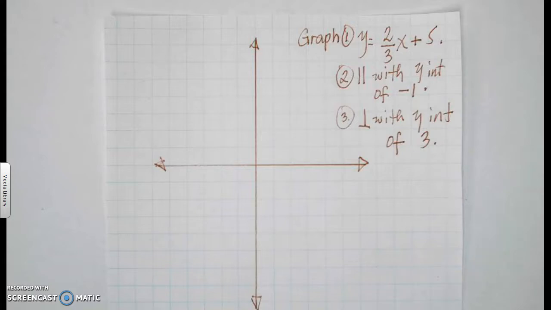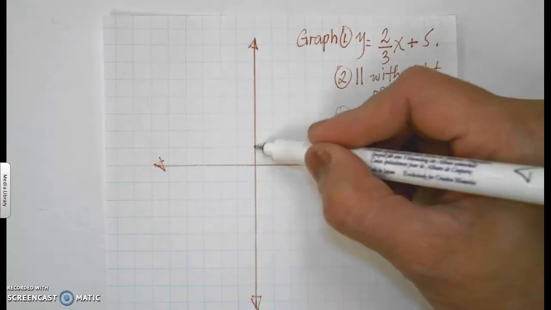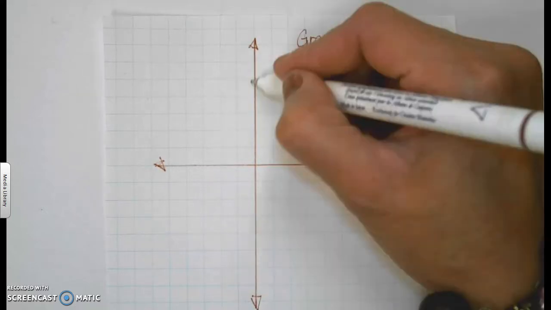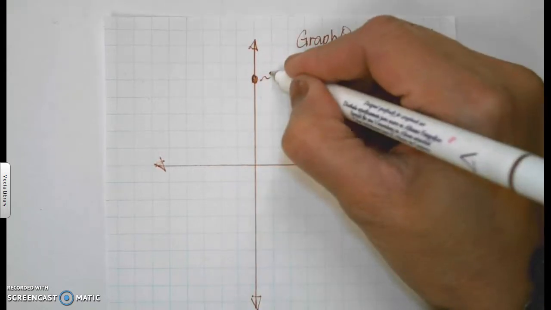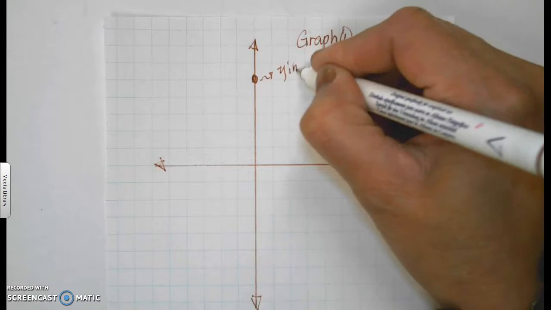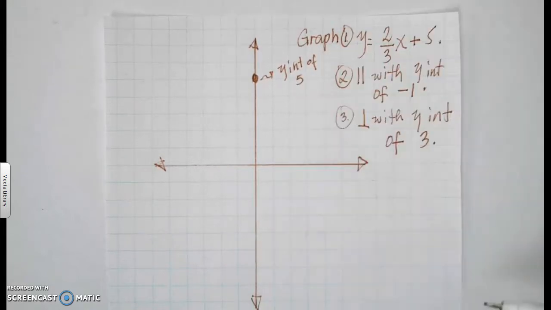So let's begin. The first point is going to be your y-intercept. So this is your y-intercept. It's going to be 1, 2, 3, 4, 5. It's going to be here. And so this is your y-intercept of 5. And then you're going to do your slope.